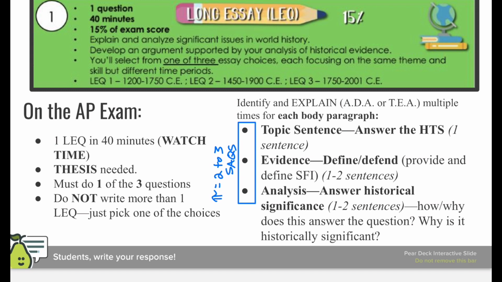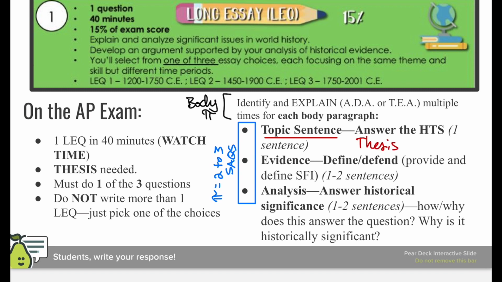You do not need to write all 3 of the LEQ prompts. You only need to pick one. No one is expecting you to write 3 essays in 40 minutes. That would be impossible. Now, when it gets to your body paragraphs, you're going to want at least 2 body paragraphs. So if you did political similarities and social differences between 2 empires, those would be good categories for a body paragraph. And the very first sentence of your body paragraph needs to be a topic sentence. Okay, this needs to go back to your thesis.